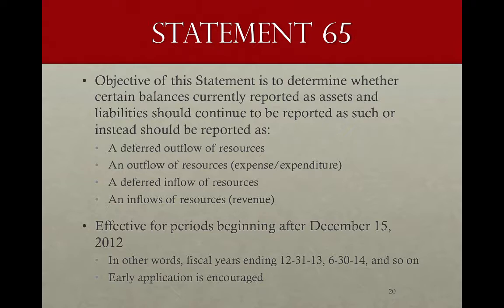Statement 65 is effective for periods beginning after December 15th, 2012. So we're talking about fiscal years that ended December 31st, 2013, so the ones that just ended, and later than that. So any fiscal year ending after this point, a government would be required to implement Statement 65 for that fiscal year. Governments with June 30th fiscal year ends then are in the year for which they're going to implement, and will implement it then after June 30th of this year.